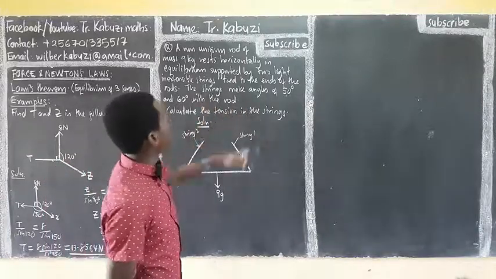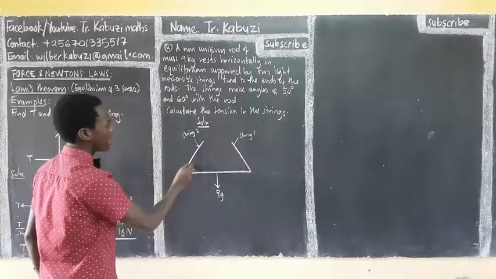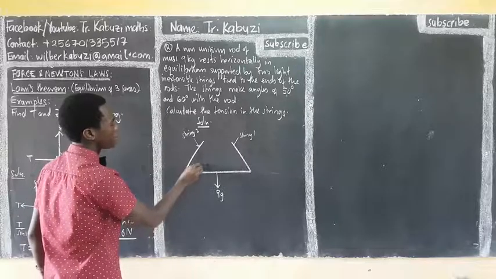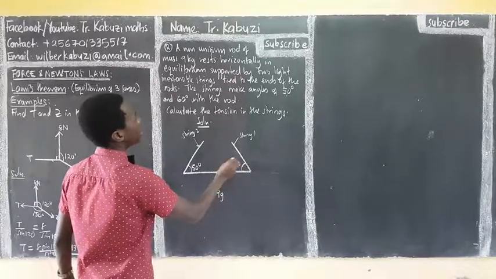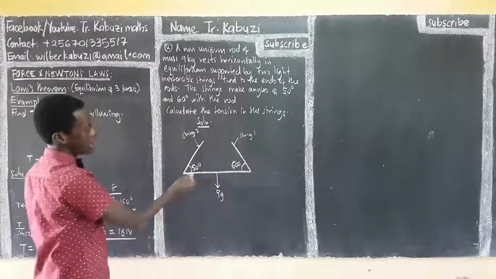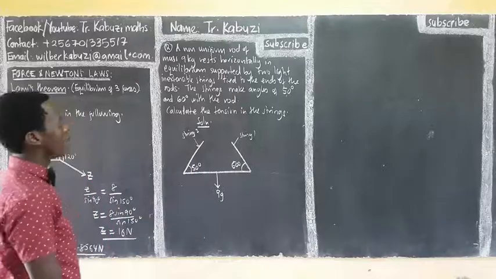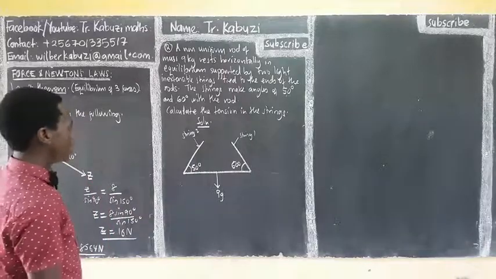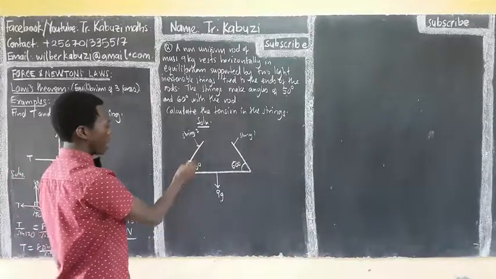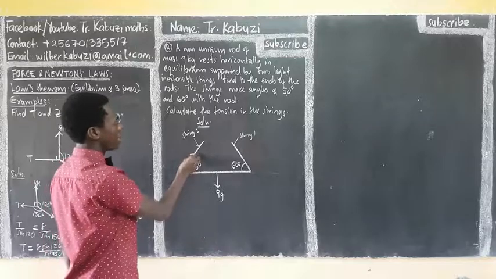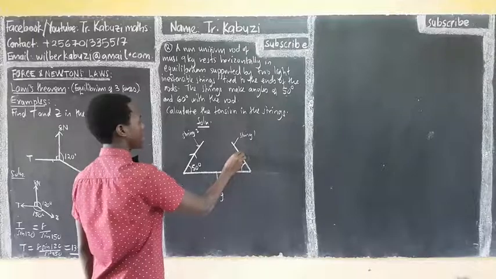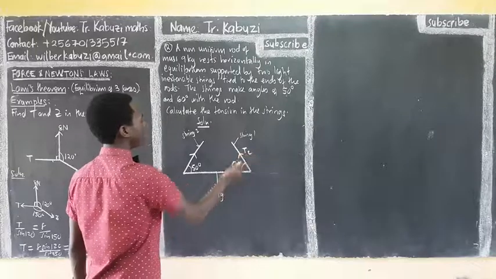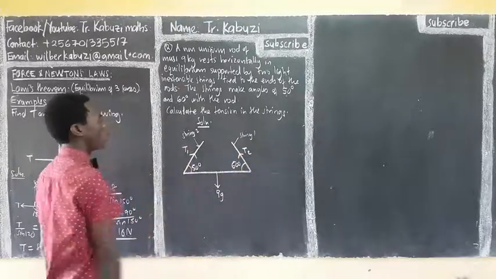The strings make angles of 50 degrees and 60 degrees with the rod. So let us consider this to be 50 degrees and 60 degrees. I think you see that these are the strings with the rod. Find the tensions in the strings, so we are going to have tensions in these strings. So we are going to have that tension there acting like that. So this one is going to be T2 if this is T1.